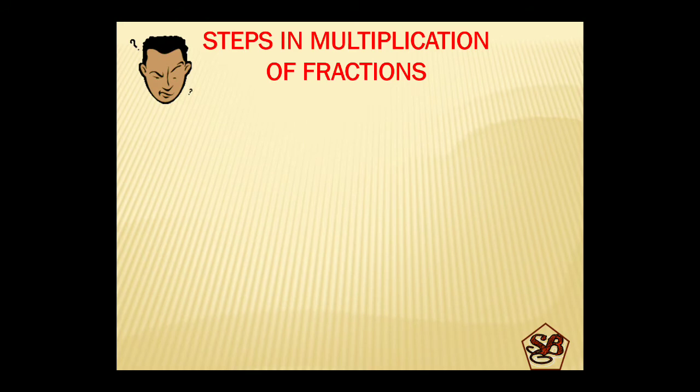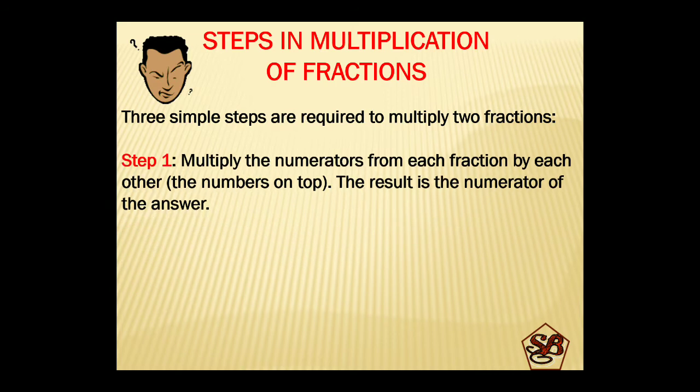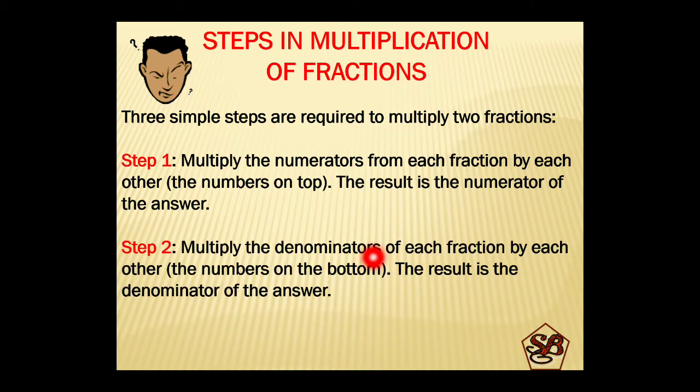Let's first understand the steps in multiplication of fractions. Three simple steps are required to multiply two fractions. Step 1. Multiply the numerators from each fraction by each other, the numbers on the top. The result is the numerator of the answer. Second step. Multiply the denominators of each fraction by each other, the numbers on the bottom. The result is the denominator of the answer. Third step, simplify or reduce the answer.